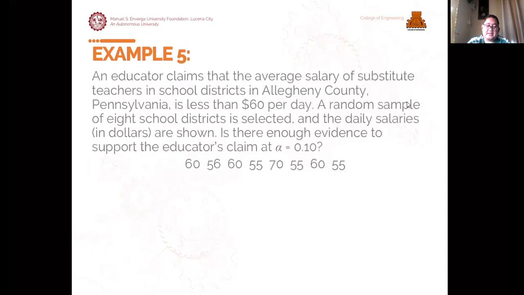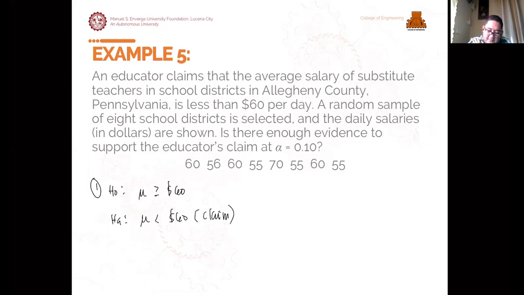Next, I think this is the last example na. Okay. So an educator claims that the average salary of substitute teachers in Pennsylvania is less than 60 per day. Is less than. Okay. So null hypothesis, alternative. So is less than is mu less than 60. Okay. So ang null hypothesis natin will be greater than or equal to 60. Then ito yung magiging claim natin.